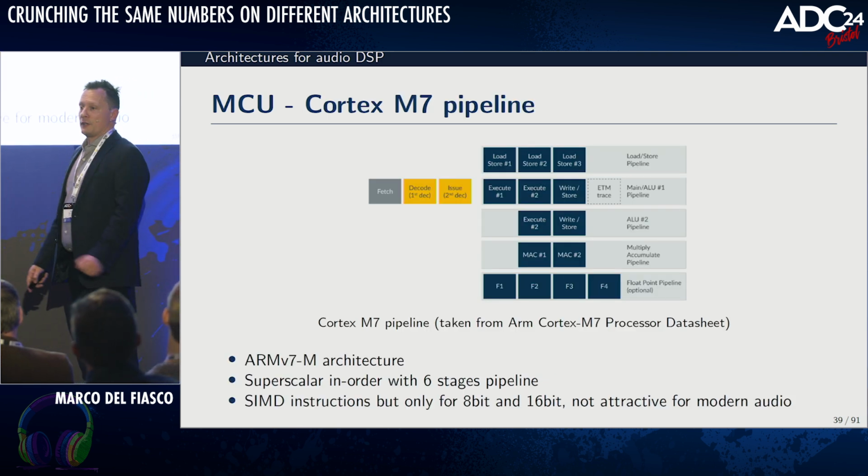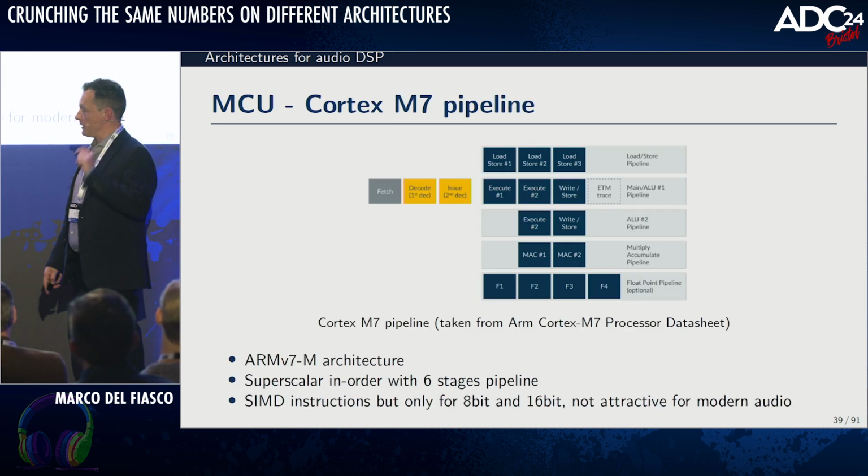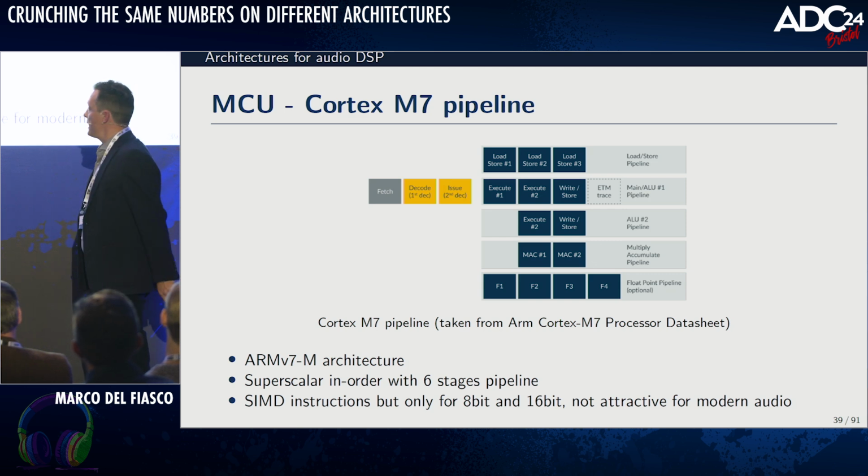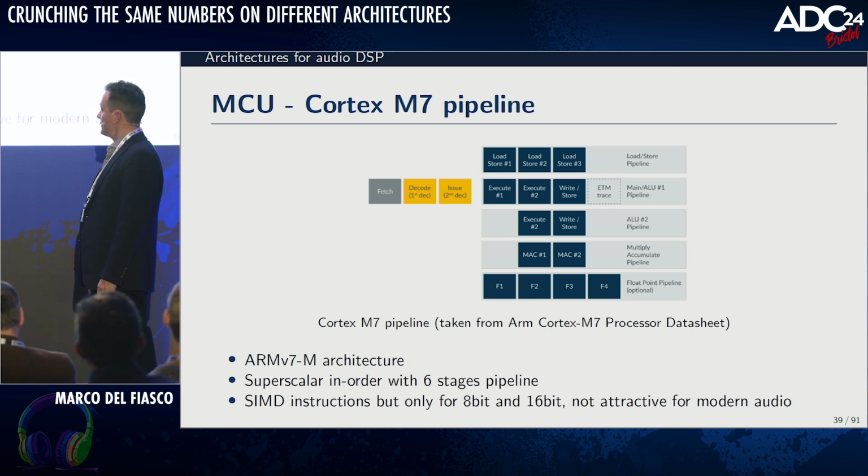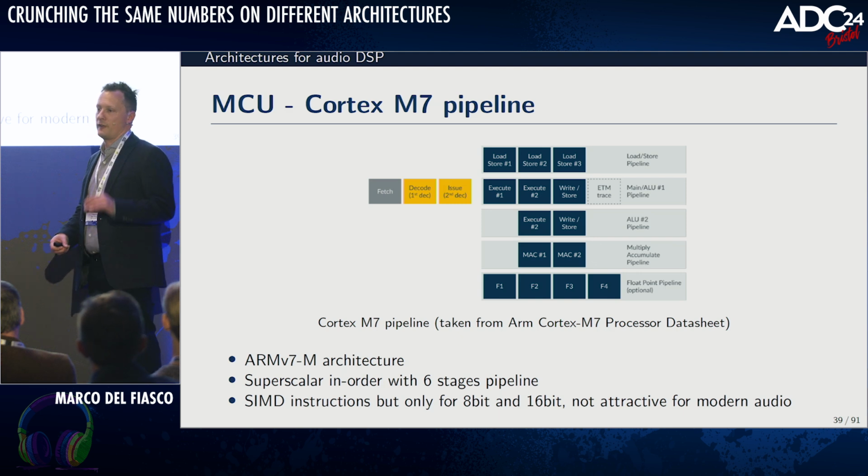This is the pipeline of the Cortex-M7 processor. You might recognize it from the previous slides, superscalar architecture. So this pipeline is superscalar in order with 6 stages. There is support for SIMD instructions, but unfortunately, the Cortex-M7 supports only vectors of 8 bits and 16 bits. So for audio, this part is not really attractive.